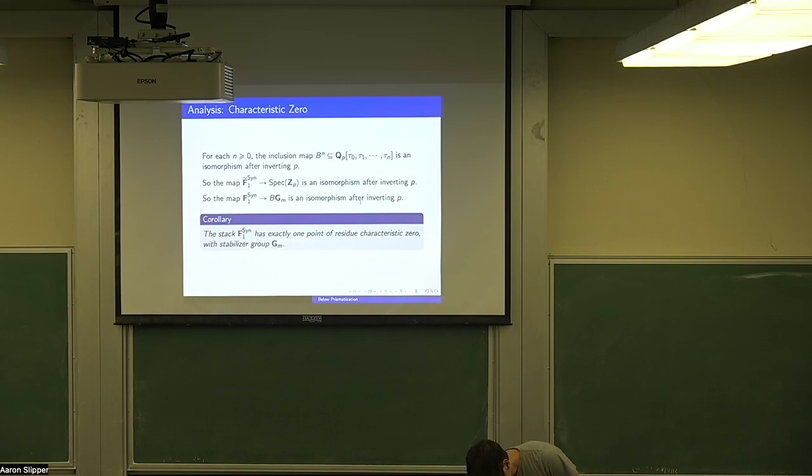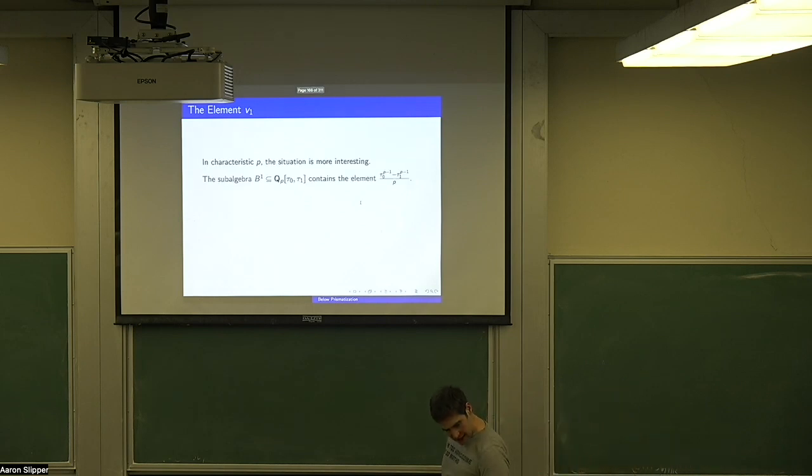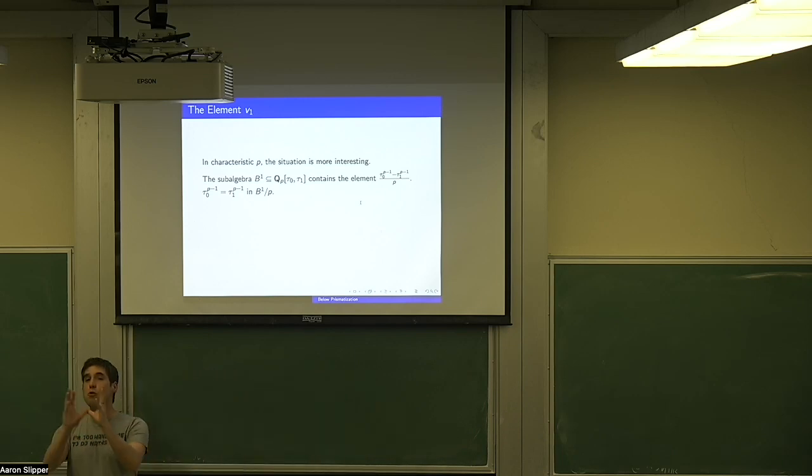Nothing more to say. But now in characteristic p, it's more interesting. So what happens in characteristic p? Well, remember that this B1 doesn't just contain the two variables tau 0 and tau 1. It also contains this expression, which is (tau 0 to the p minus 1 minus tau 1 to the p minus 1) divided by p. So that means that in the ring B1, tau 0 to the p minus 1 and tau 1 to the p minus 1 are congruent modulo p.